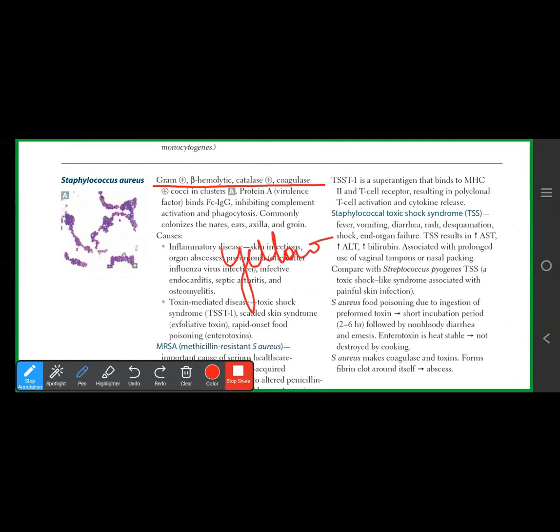This is different from your actinomyces, which has those yellow sulfur granules. Both are different. This forms yellow colonies on your blood agar. So that is another clue or finding that you have to know. Now very commonly they try giving what it ferments. This basically ferments your mannitol.